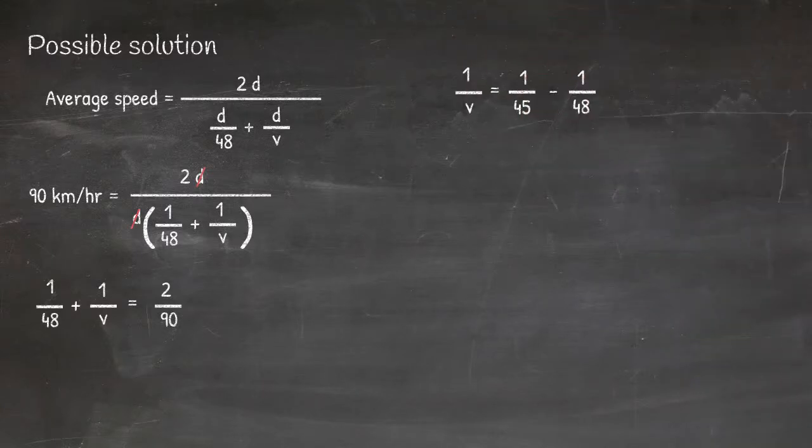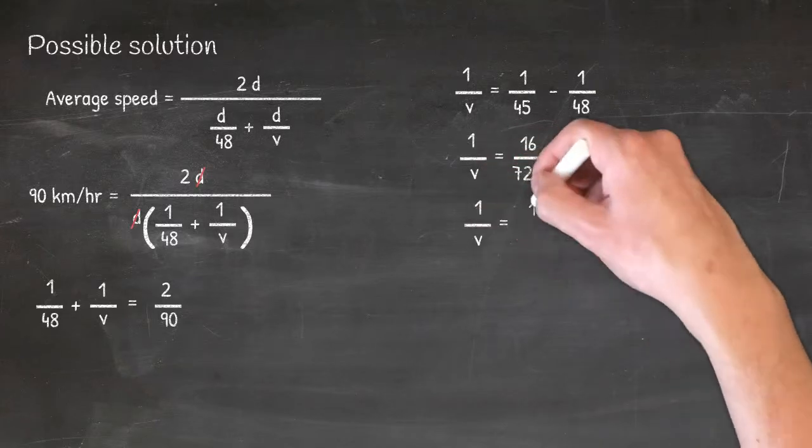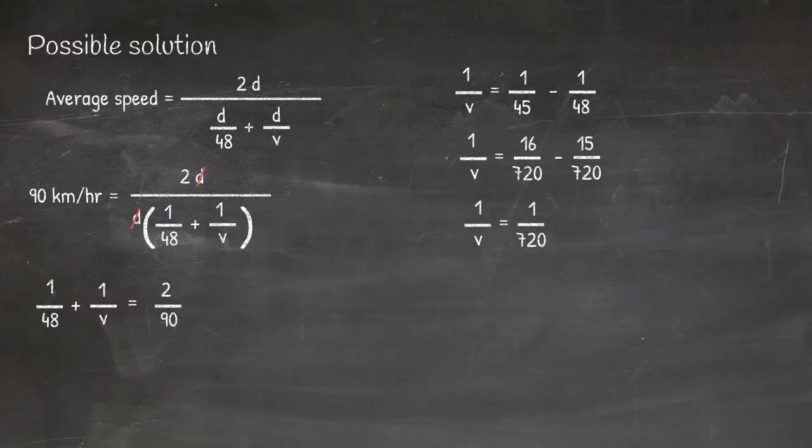Okay, solve for the 1 over v. So we simply subtract from both sides the 1 over the 48. Get a common denominator, which is 720. And then we are left with, once we do that subtraction, 1 over the speed we're looking for is equal to 1 over 720. Reciprocate both sides and we have our answer: 720 kilometers per hour.